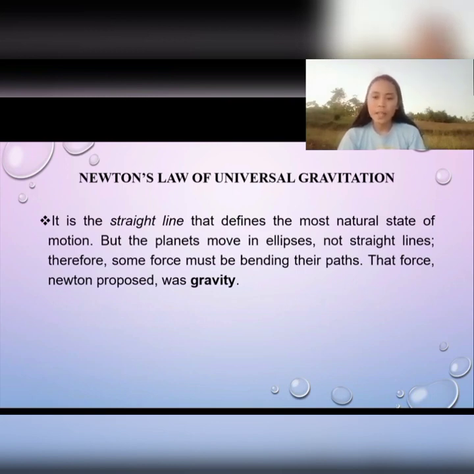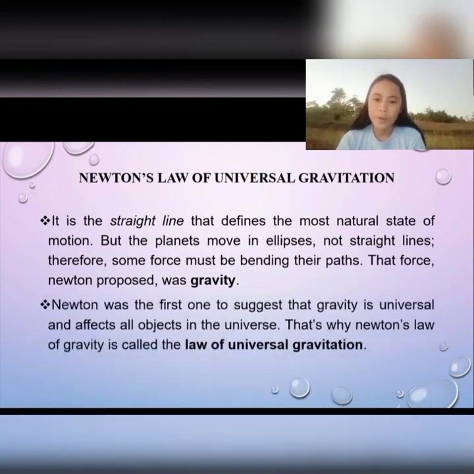Newton's law of universal gravitation. It is the straight line that defines the most natural state of motion, but the planets move in ellipses, not straight lines. Therefore, some force must be bending their paths. That force, Newton proposed, was gravity. Newton's law of motion showed that objects at rest will stay at rest, and those in motion will continue moving in a straight line unless acted upon by a force. And that force was gravity, the force that attracts planets towards the sun.